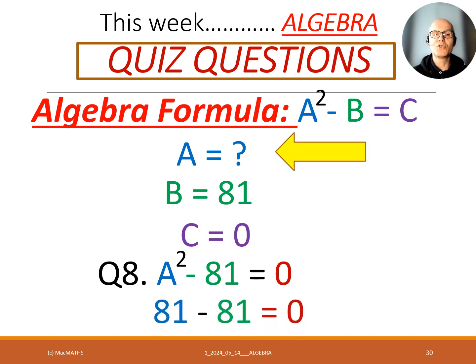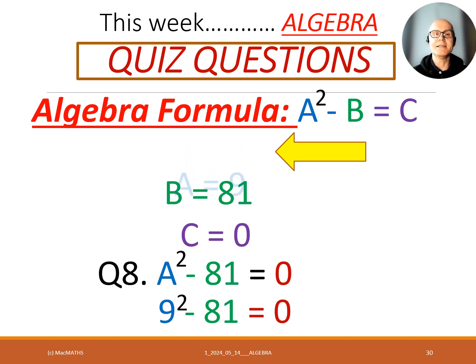So what number squared is 81? Alternatively, what's the square root of 81? That's 9. So 9 squared, 9 times 9 is 81. 81 minus 81 is 0. So for this, a squared minus b equals c. For these numbers, a equals 9.